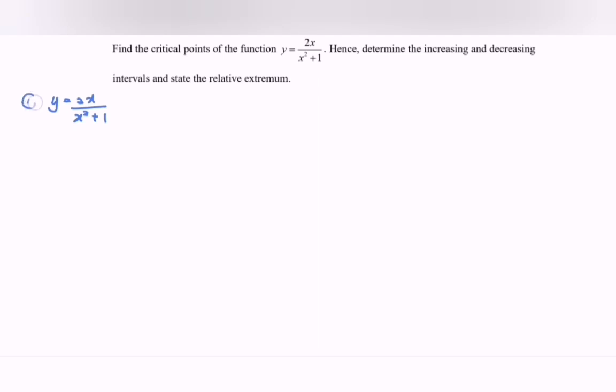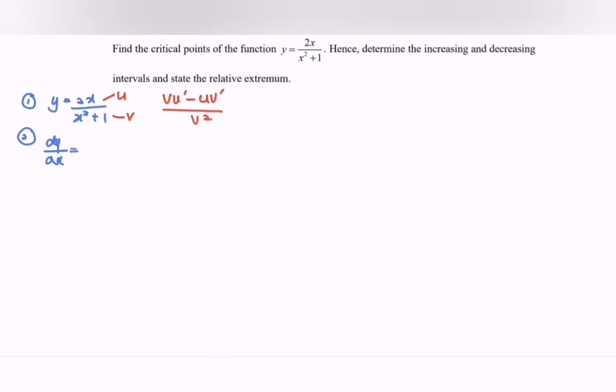So step number 1, we have the function y equals 2x over x squared plus 1. Second step is to find the first derivative. Let's say here we have u and this one as v. So we have dy/dx, following the quotient rule: (v u' minus u v') over v squared. So kindly differentiate the situation.